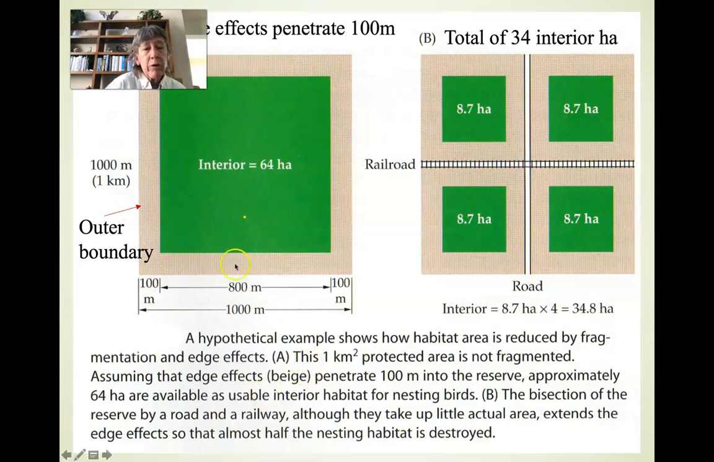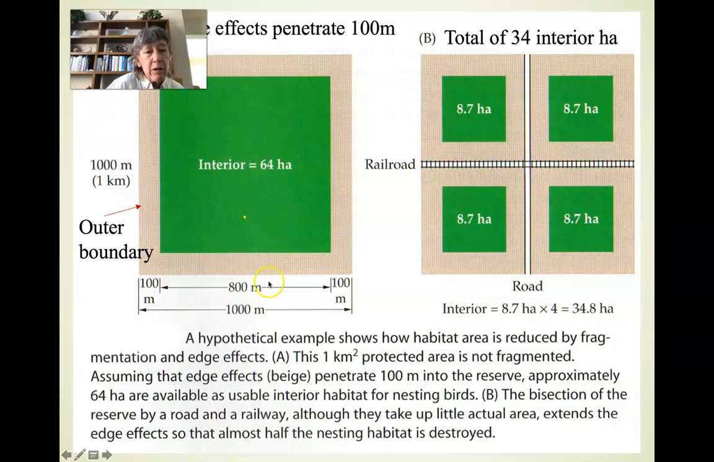This is from a conservation biology textbook. And this is showing you a square reserve that's 1,000 meters by 1,000 meters. And hypothetical edge effects for this model reserve penetrate 100 meters in from the outer boundary of the reserve. This line here represents the outer boundary of the reserve. This line here represents 100 meters from that outer boundary.